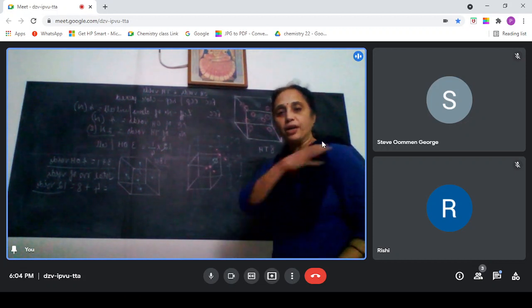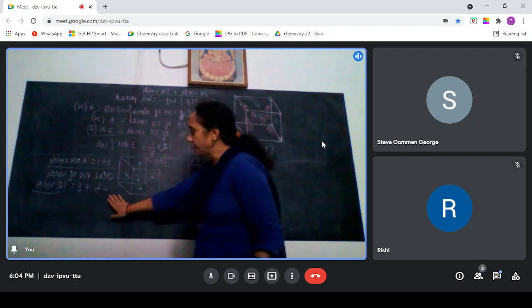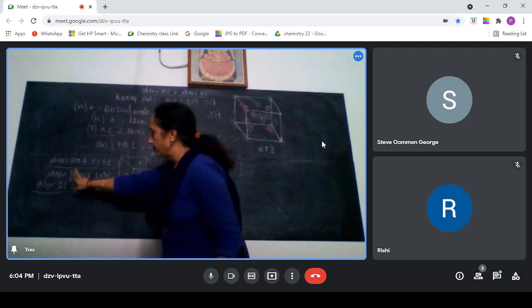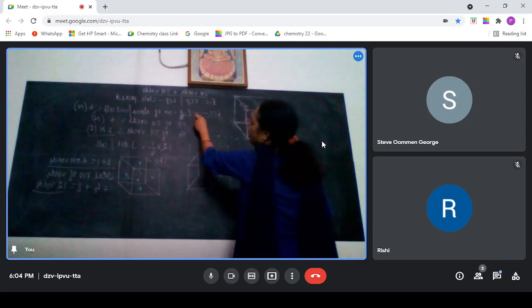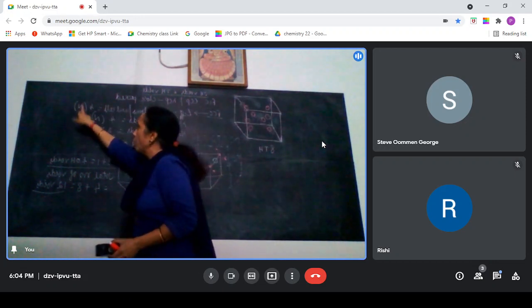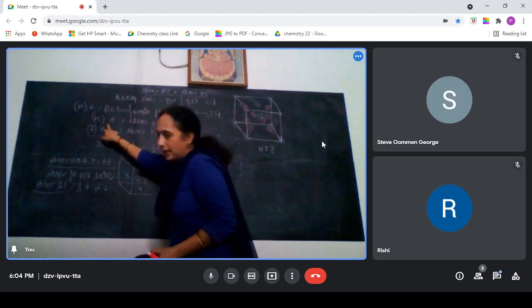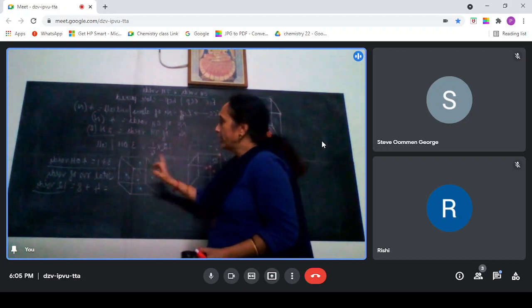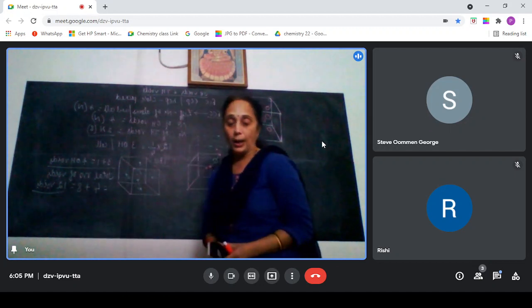Okay, so in a FCC, number of atoms, see, this I am talking for FCC. For FCC, Z effective is 4. If you keep it as n, the number of octahedral voids will be n, and the number of tetrahedral voids will be 2n. So it will be 8. So 4 plus 8, total number of voids is 12.